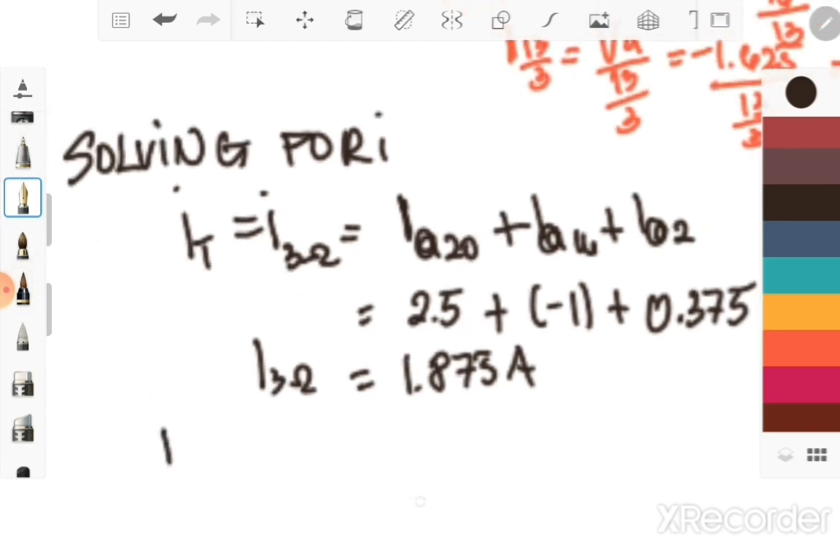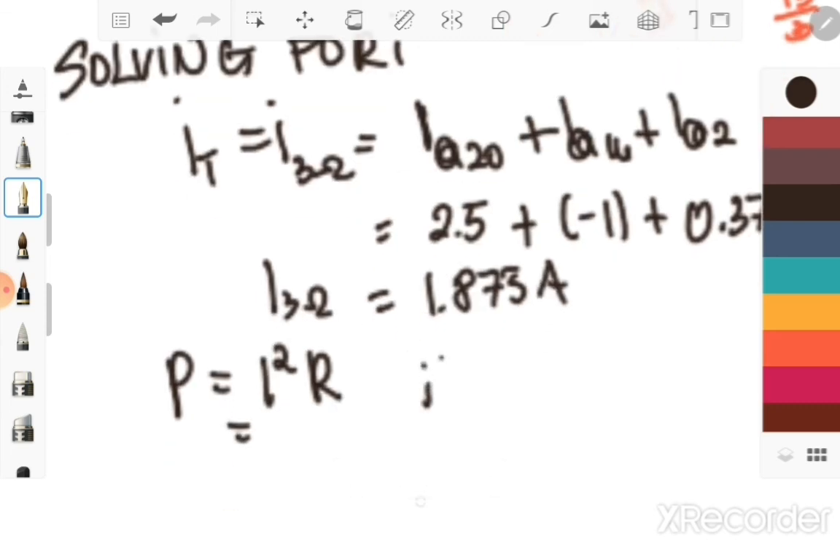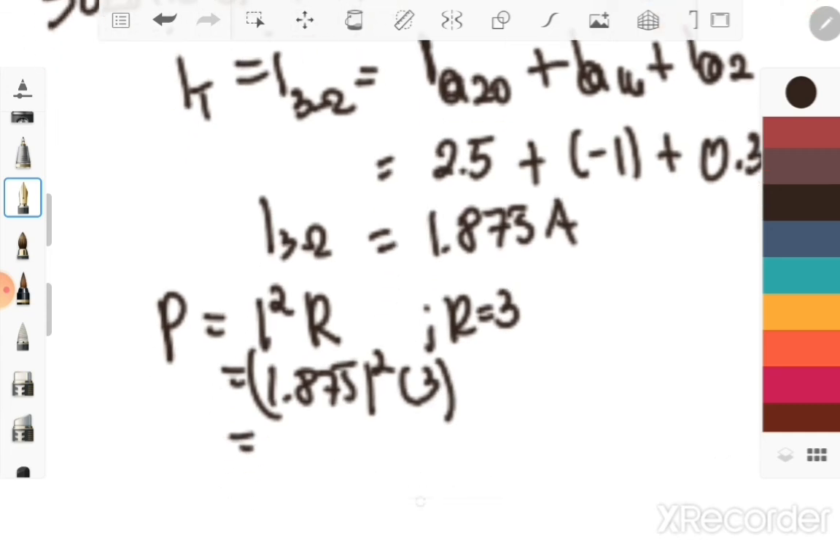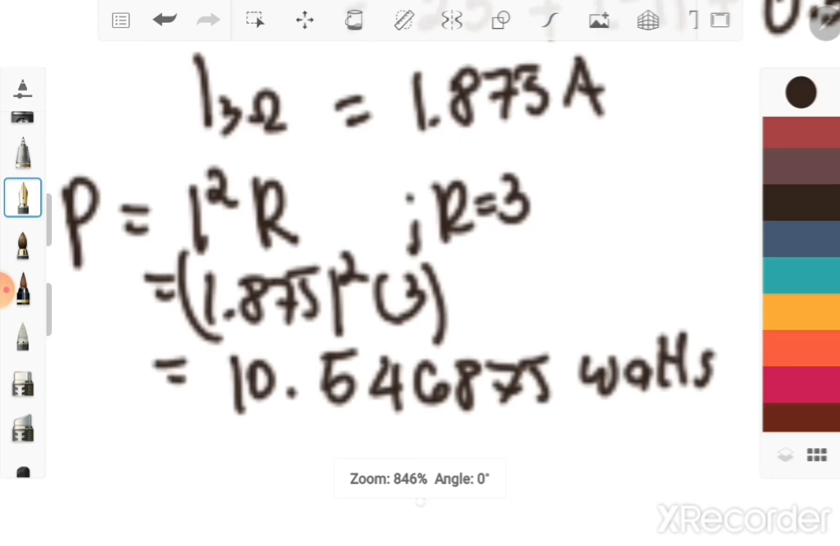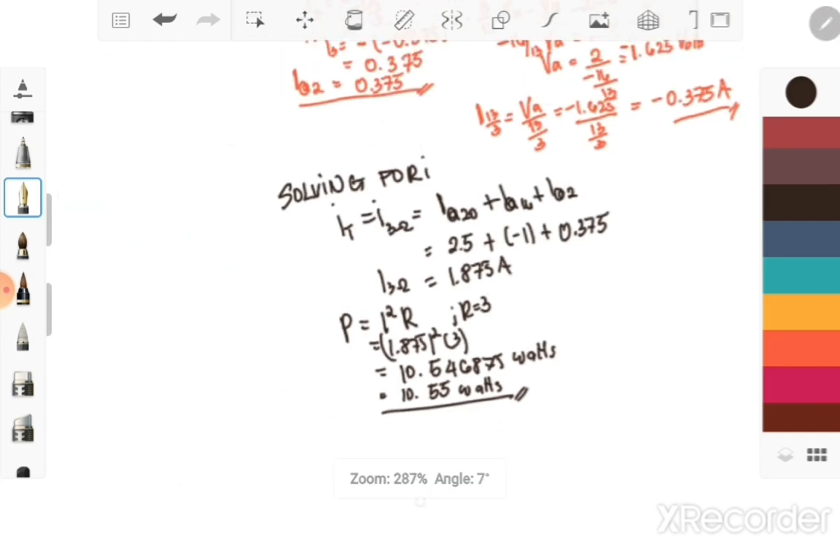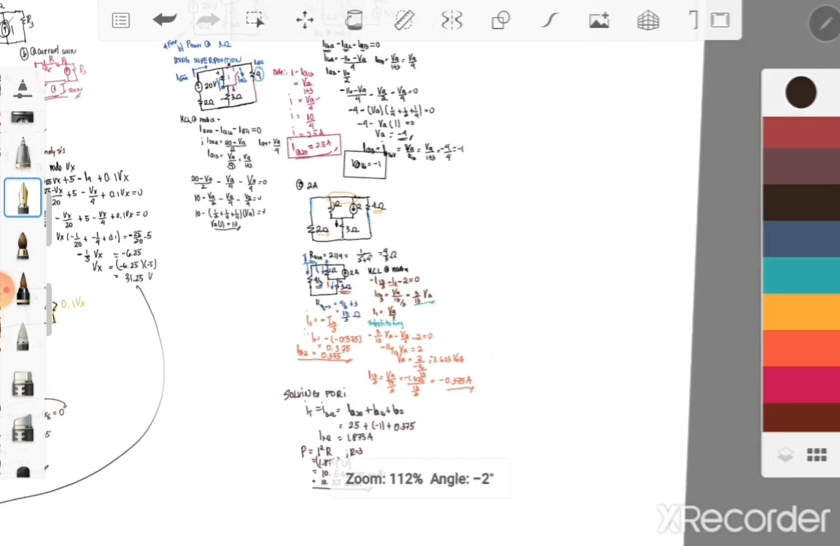So what is the power? So take note that the power is equal to I squared R. So we have R is equal to 3 ohms. So we have I squared, which is 1.875 squared multiplied by 3, which is equal to 10.546875 watts. So in your quizzes, I would like you to round it to the nearest 10.55 watts. Okay, 10.55 watts. That is the solution.